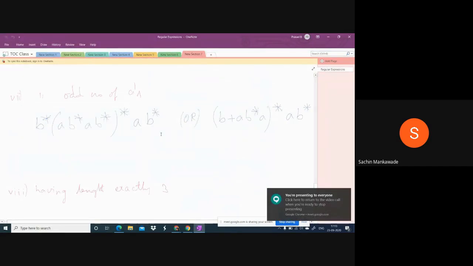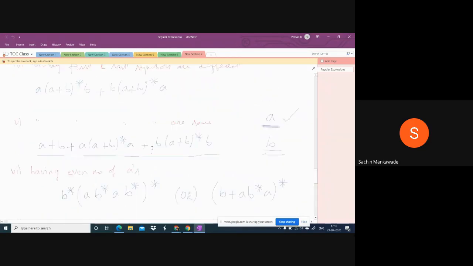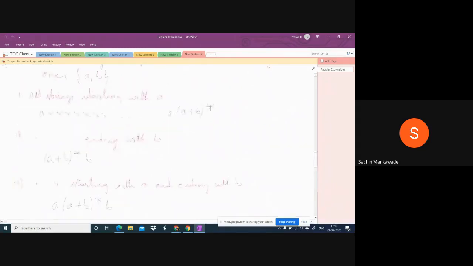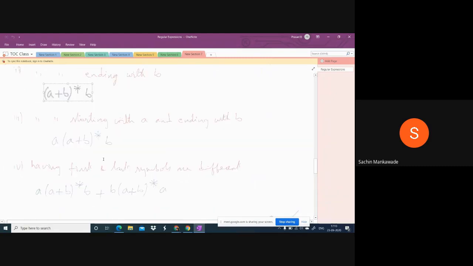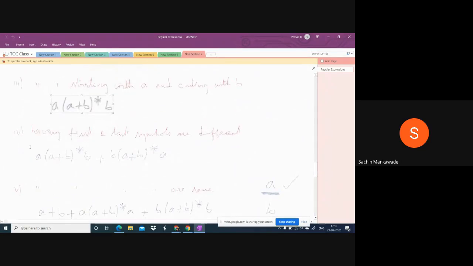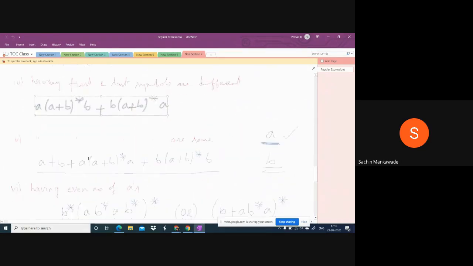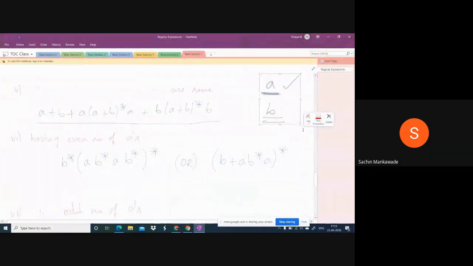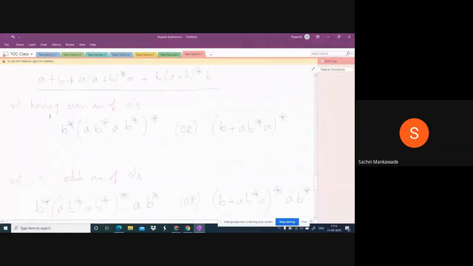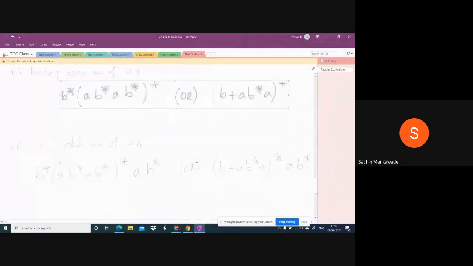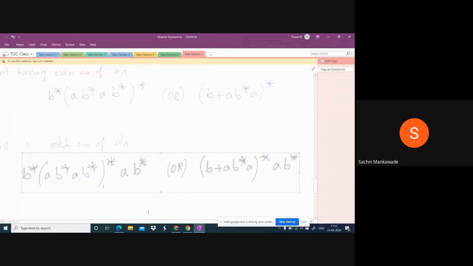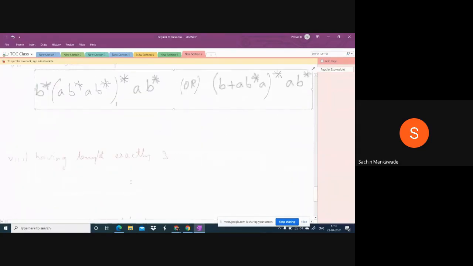Okay, yesterday we were doing construction of regular expressions for the given language. These are the questions: starting with A, this is the expression, and ending with B, this is the expression. Starting with A and ending with B. Having first and last symbols different. Having first and last symbols the same. And this is having an even number of A's. These are the two different expressions. And having an odd number of A's. This is now having exactly length 3.